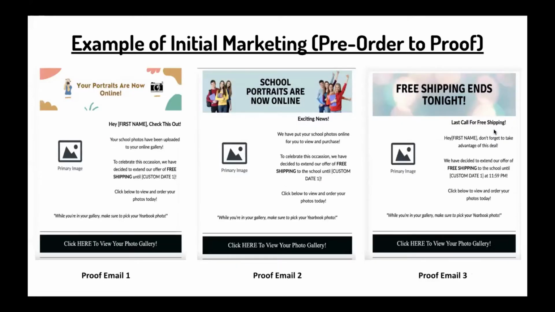Here we have an example of what your proof emails could look like. They announce that their students' photos are now online. It gives them a direct link to their gallery, and it also does actually show them that primary image on the left side. You see the graphics across the top. These are kind of studio curated. When you talk to your marketing strategist, you discuss things like design and if you have branding, and then we can actually design graphics for your email.